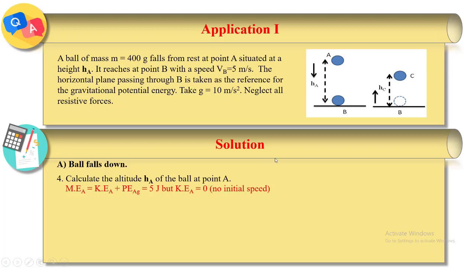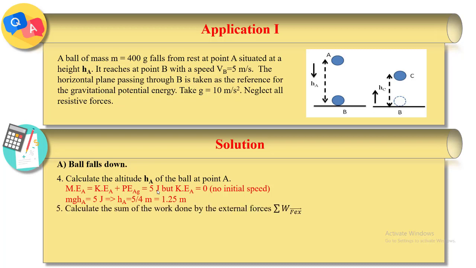But the kinetic energy of the ball at point A is equal to 0 because the ball falls from rest. So the gravitational potential energy at A is equal to the mechanical energy at A, which is equal to 5 joule. The expression of the gravitational potential energy at A is mgHA, equal to 5 joule. So we make a simple calculation and we get HA equal to 1.25 meter.